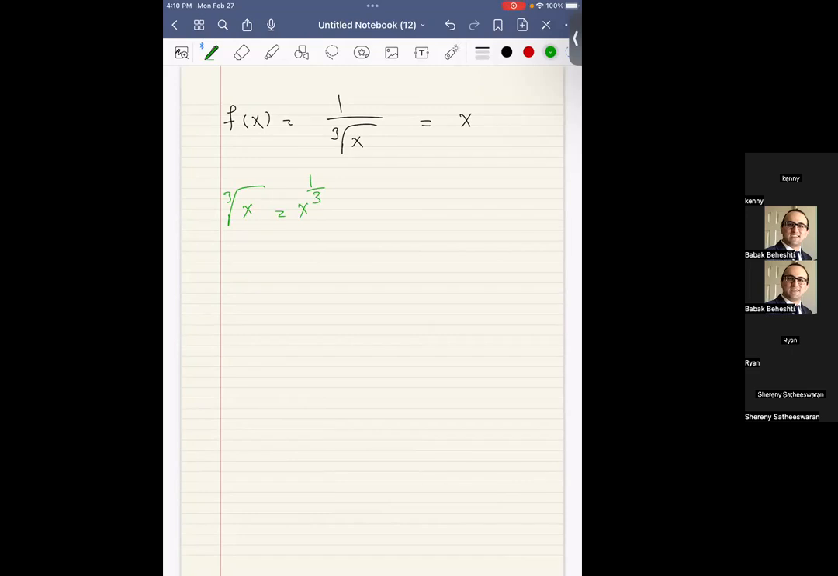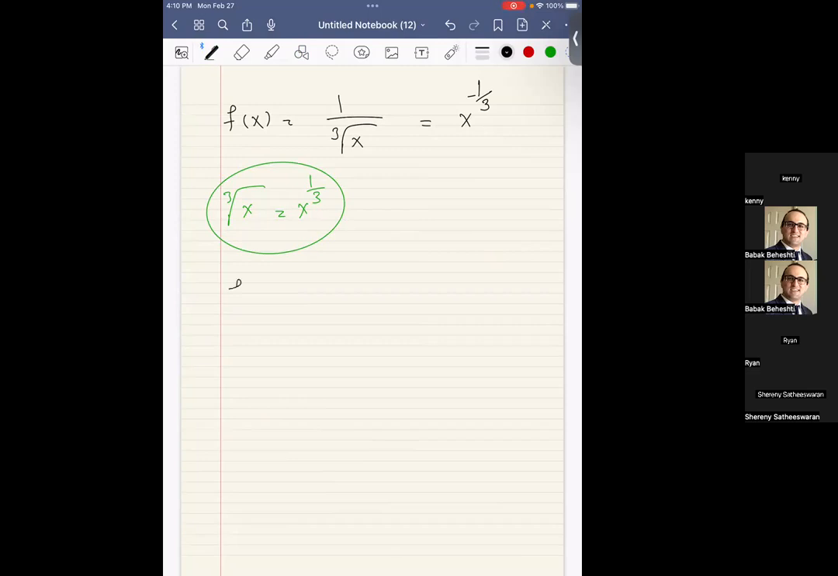So that means the power must be negative, negative 1 over 3. Right? Because of this. So f of x, 1 over the third root of x, is x to the power minus 1 over 3.